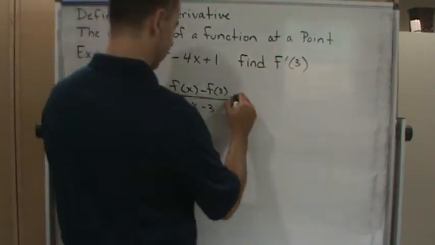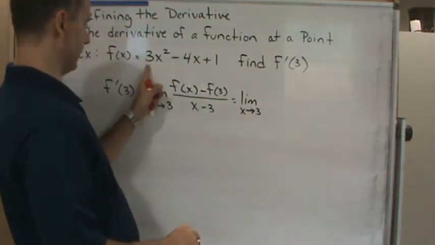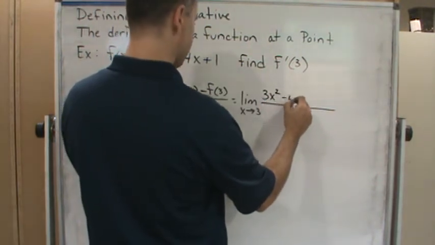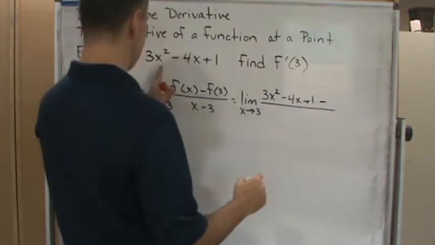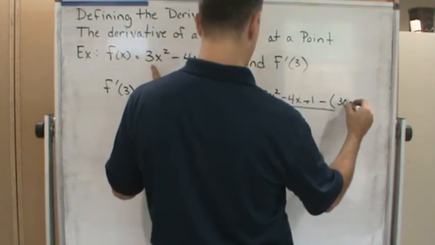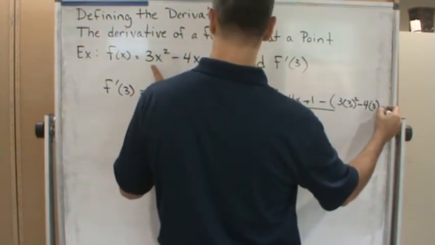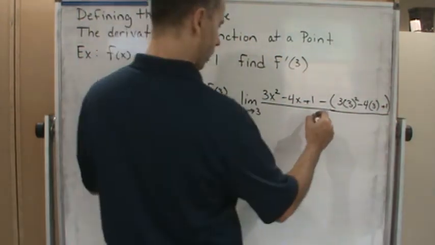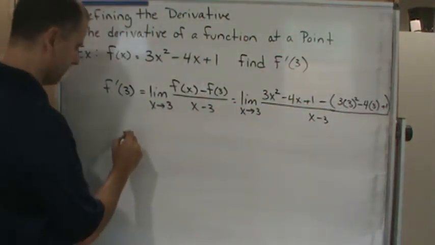Okay, so now all I'm going to do is plug and simplify, right? So now, again, this is going to equal the limit as x approaches 3. F of x is this, so I'm just going to write in 3x squared minus 4x plus 1 minus f of 3. So that's going to be what? That's going to be minus 3 times 3 squared minus 4 times 3 plus 1, and over x minus 3. So now I'm just going to simplify this.